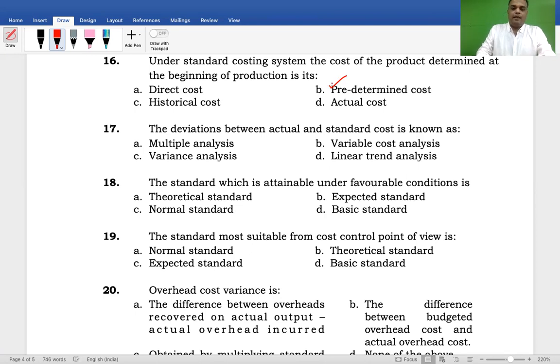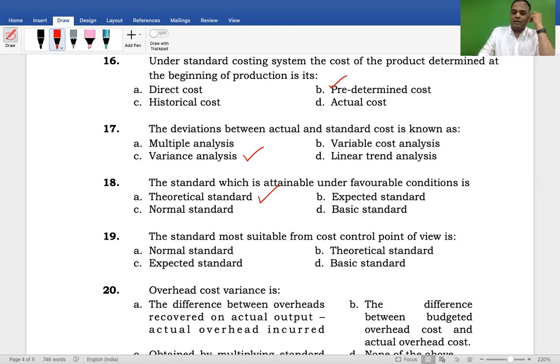The deviation between actual and standard cost is known as: multiple analysis, variance cost analysis, variance analysis, or linear trend analysis. Variance analysis only. The standard which is attainable under favorable conditions is: theoretical standard, expected standard, normal standard, basic standard. I'll repeat, the standard which is attainable under favorable conditions is called theoretical standard. Definition only.